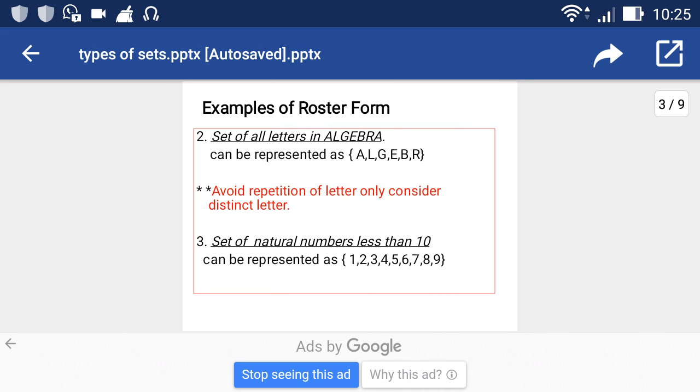Let us take another example of roster form. Set of all letters in the word algebra. The word algebra has A repeated 2 times, so skip repetition of any letter from the word algebra. Here we skip the repetition of letter A. So in curly braces we have A, L, G, E, B, R, with all elements separated with commas.